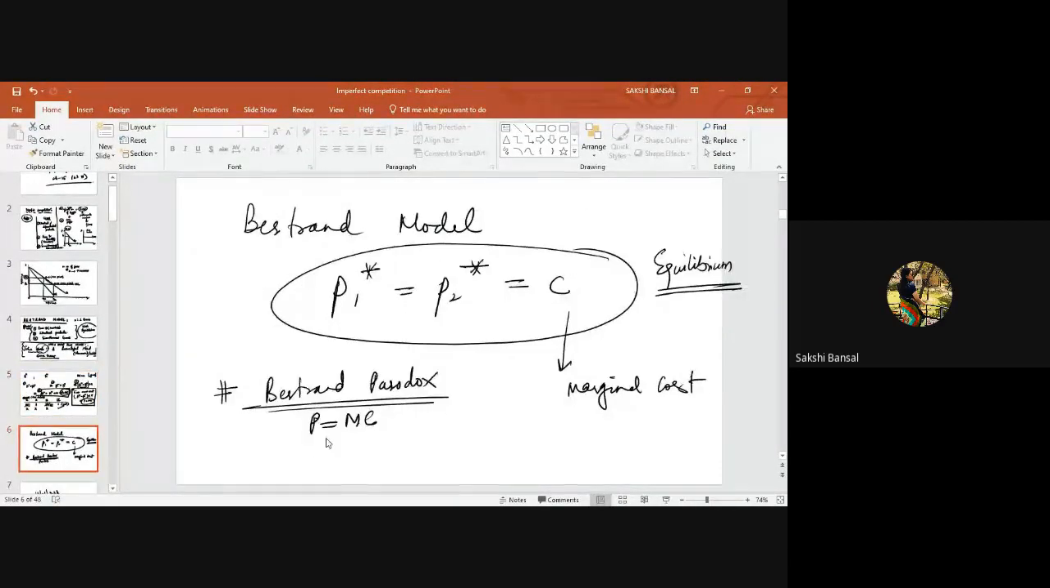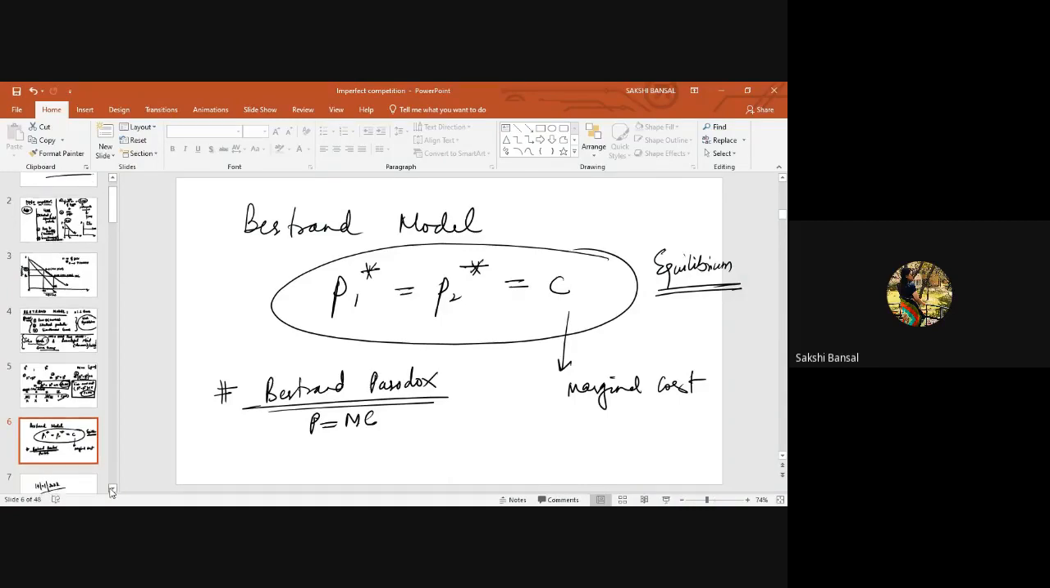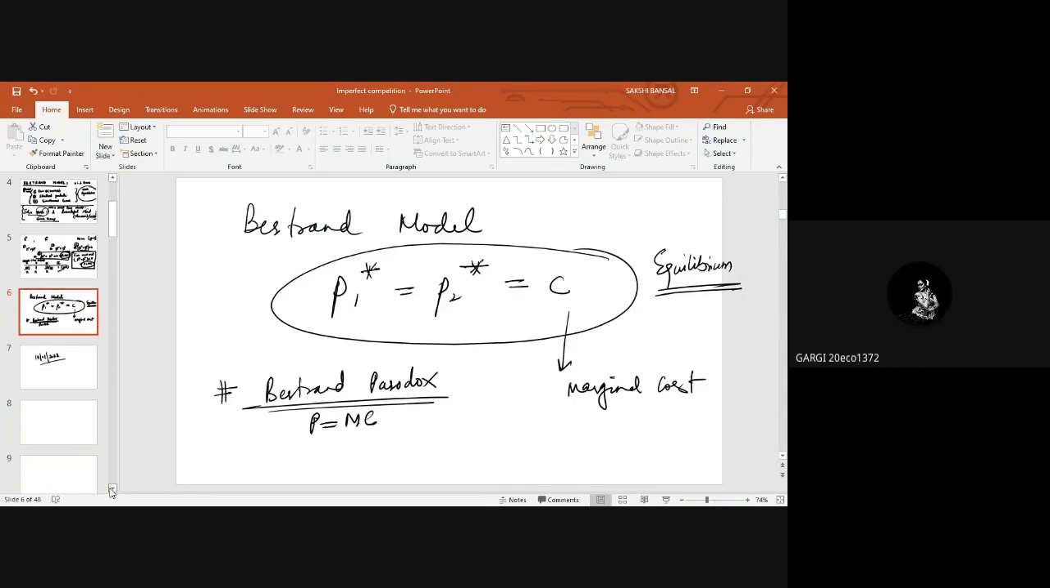Then I've told you the Bertrand paradox. Why is this a paradox? Because even if we are only two players in the market, we are charging P equals MC, that is P equals marginal cost, right?